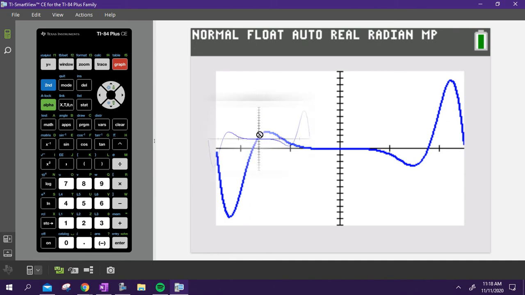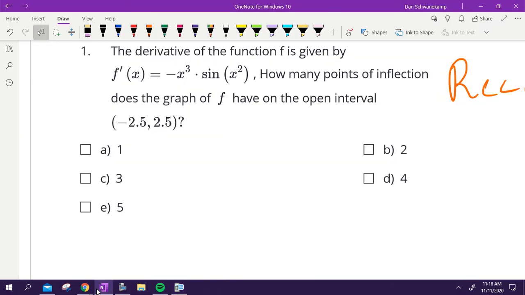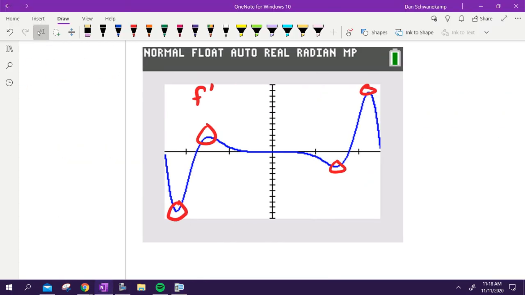So 1, 2, 3, 4. Those are the 4 spots, the places where the slope changes signs. That's all I'm looking for. The middle's not anything because it's not a max or min. It doesn't change signs. It goes negative and then more negative. Negative slope at least. Questions on the first one?